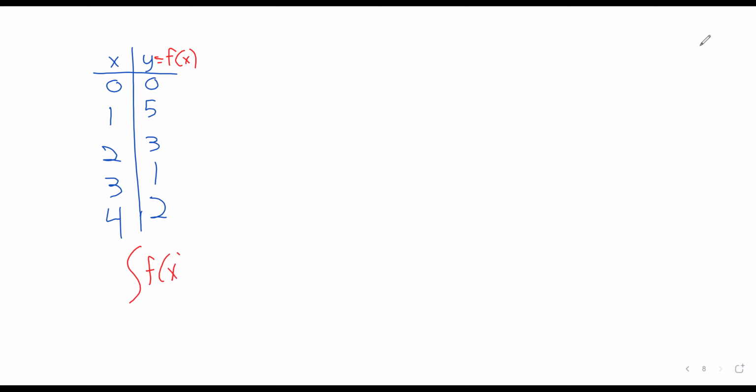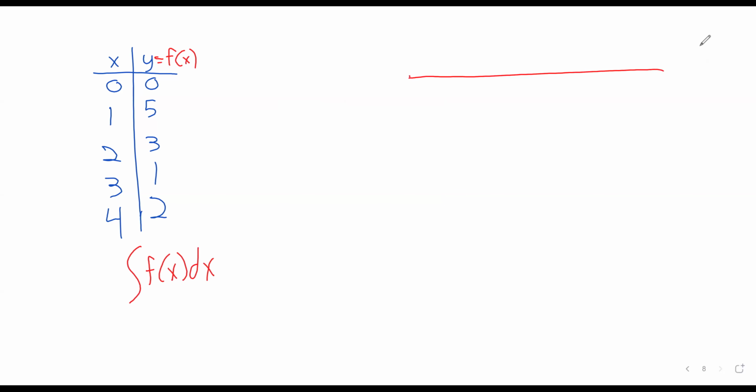But suppose you have the following table: x is 0, 1, 2, 3, 4, and y is 0, 5, 3, 1, 2. Just kind of making something up. And this y will use function notation. And we say, okay, this is all we have, but we need the integral. How can we find the integral?